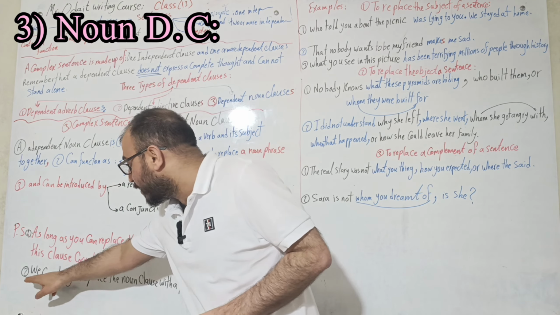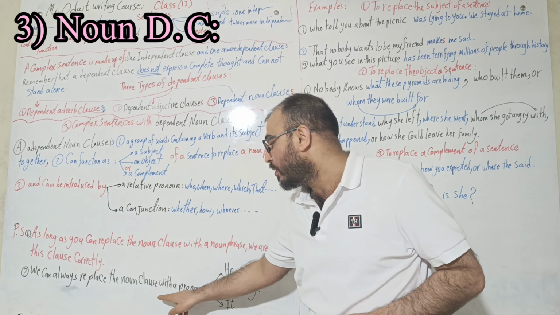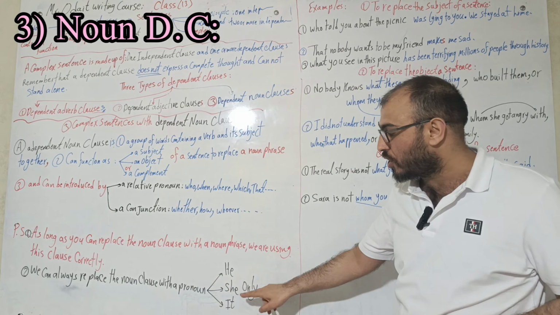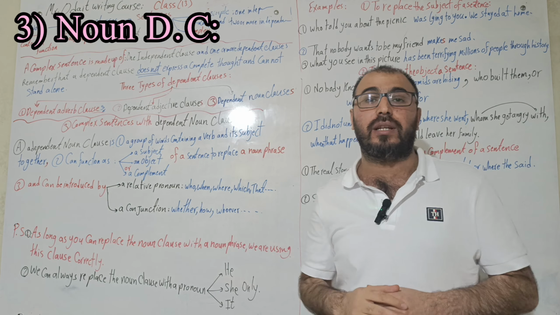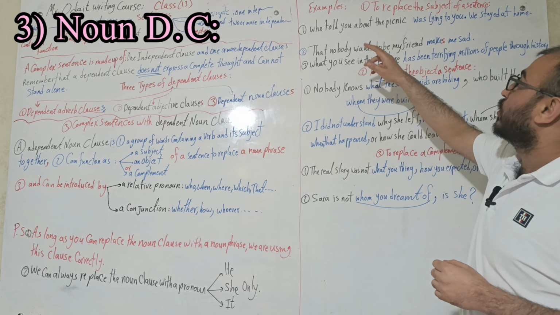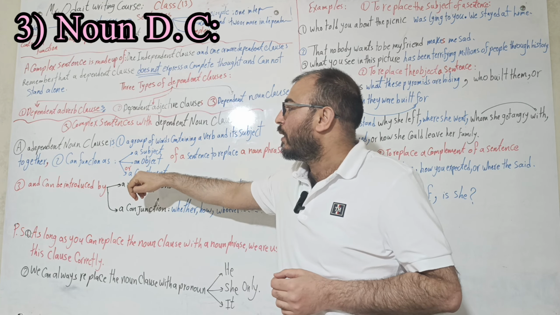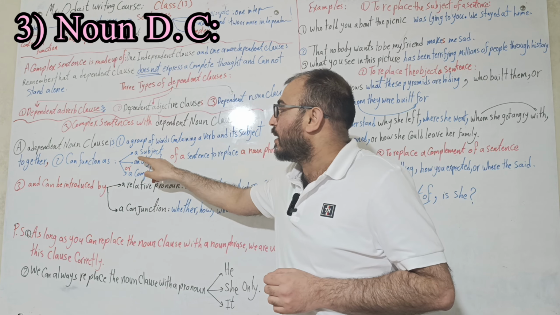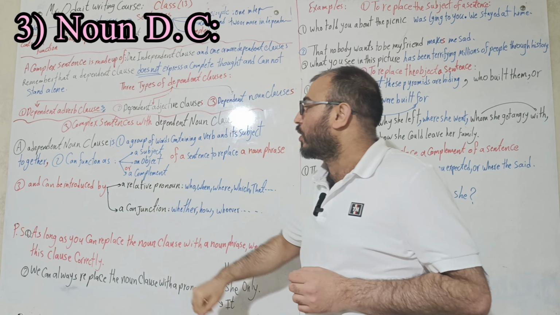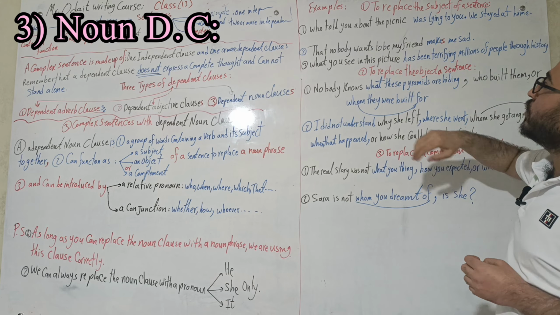The second one says we can always replace the noun clause with a pronoun: he, she, it only, as we are going to see in the upcoming examples. Let's start talking about examples. As we know, my friends, a noun clause can function as a subject, an object, or a complement. Let's start giving examples for each situation here.